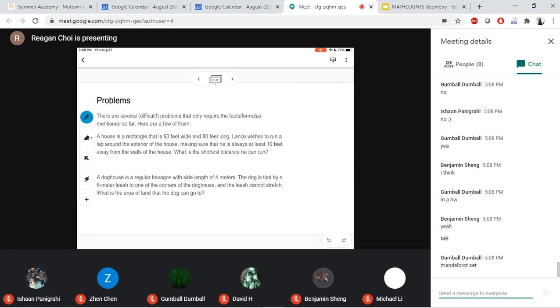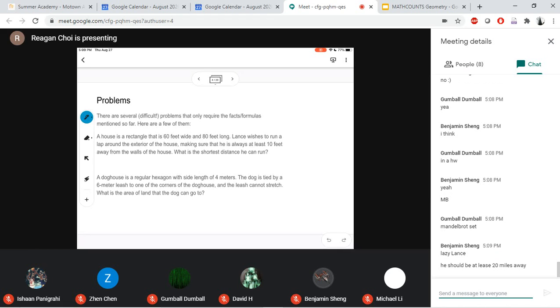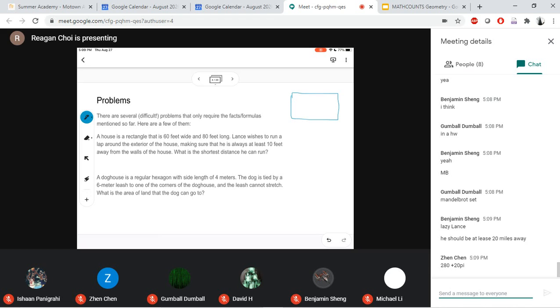Alright, so far we haven't covered any specifically circle geometry formulas except for area and perimeter or circumference. But we can still do a few problems with just this information. And a lot of geometry problems, honestly, you have to find clever methods to do them. So okay, I guess you guys can try this problem. There's a house, and he wishes to run at least 10 feet away.